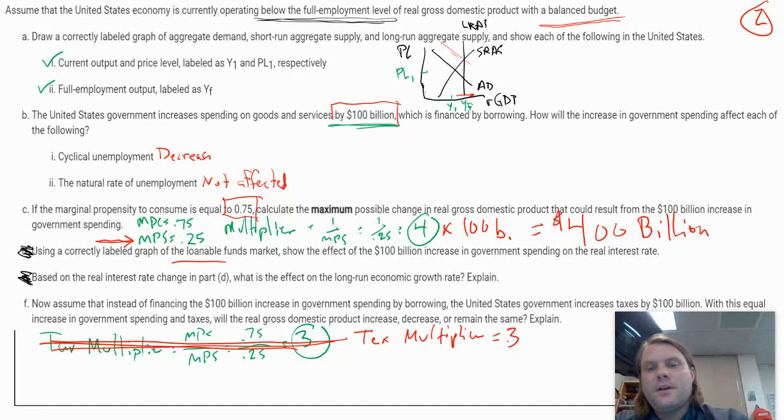Okay, and it says, what's going to happen if we increase taxes by 100 billion? We can figure out the same thing. How much is that going to affect our real GDP? Well, our tax multiplier is still 3, so it's going to decrease by 300 billion. So we can work it in the opposite way as well.